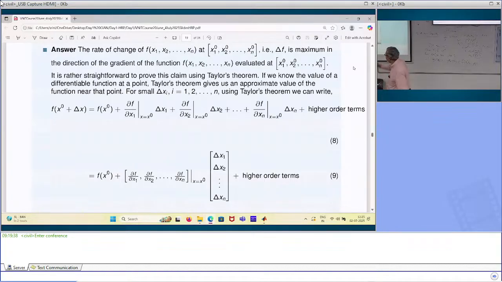What is the theorem? I know f of x naught. Say it is 5, 10, 15, 20, 100, 150. I know that. Given delta x, I want to find f of x naught plus delta x. I have given you the value of f of x naught as 100, and delta x as 0.1, 0.2, a whole vector, and I am asking you to give me the value of this thing.